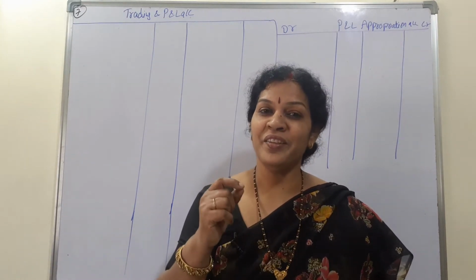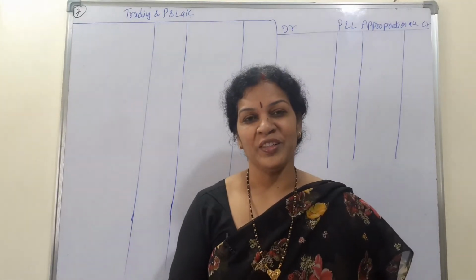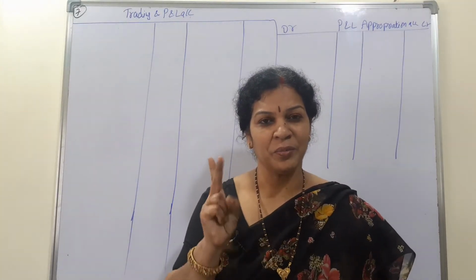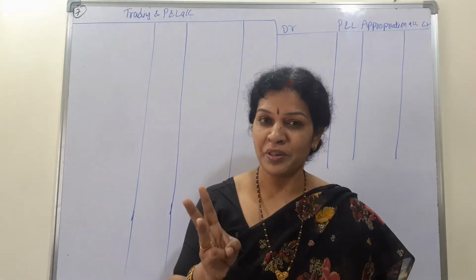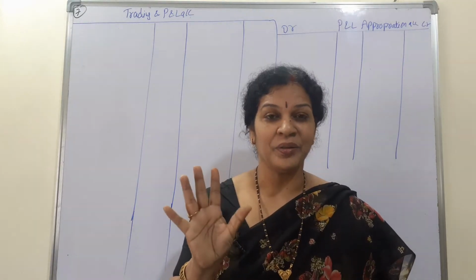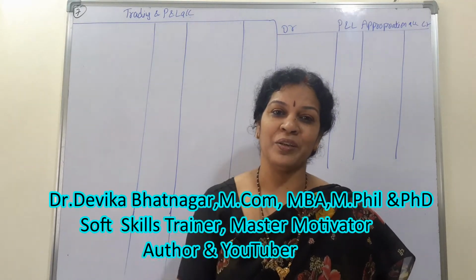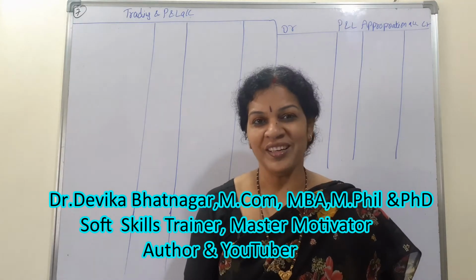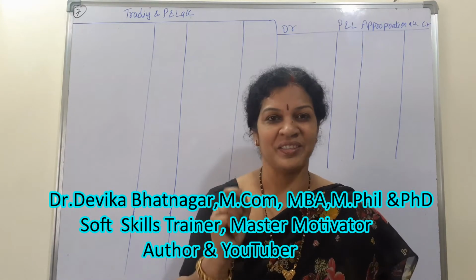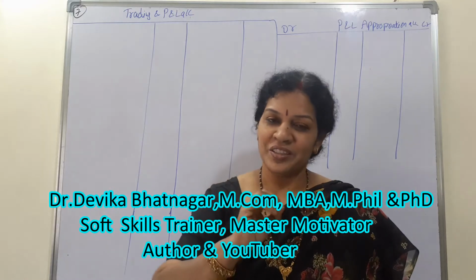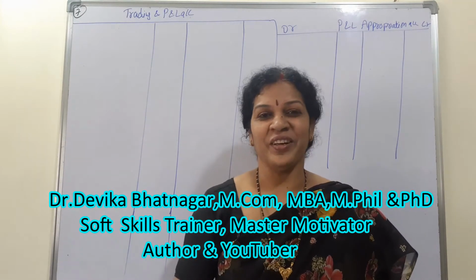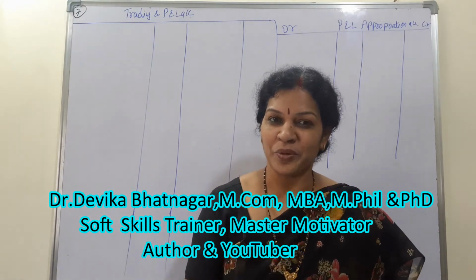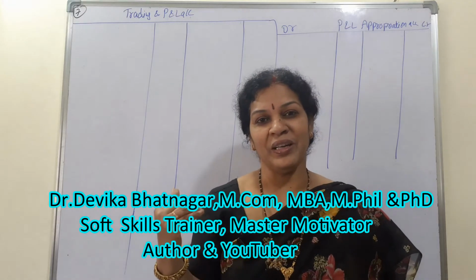Today we'll see another very big problem, where we can work out the trading account, profit and loss account, profit and loss appropriation account, partners' accounts and balance sheet together. As usual, the problem is given on the screenshot. You can just note it down or take a screenshot. I'll explain this problem, and after that we'll work it out.